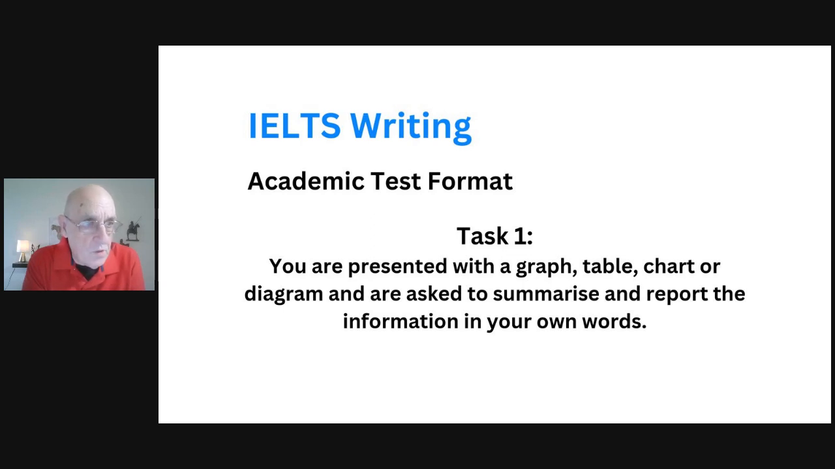And the general test is usually for immigration or a work program or permanent residence. So let's talk about the academic test format first. In task number 1, you're presented with a graph, table, chart, or diagram, and you're asked to summarize and report the information in your own words. So simply, it's like describing a photograph. Whatever it is, a diagram, a chart, a table, you're just asked to describe the main features, summarize and overview the information that you see, and report on it.